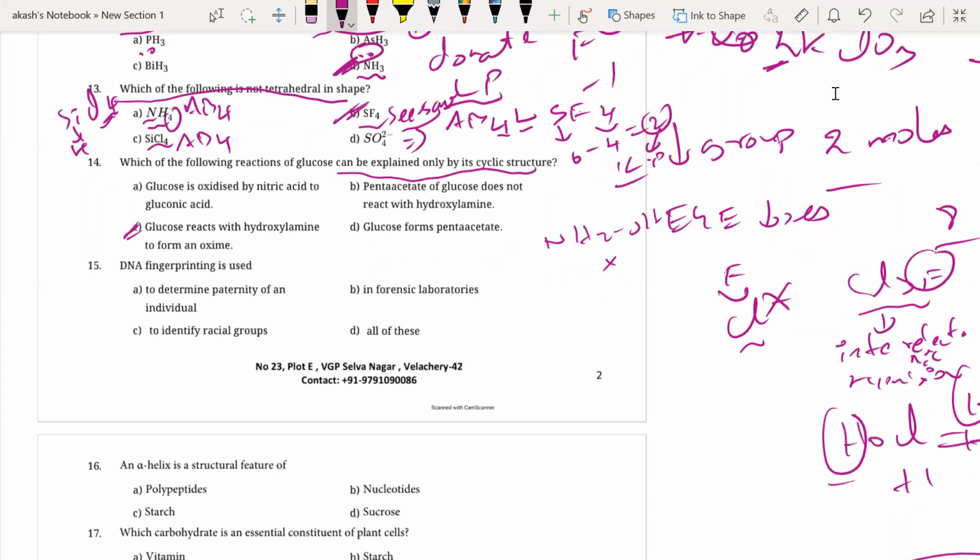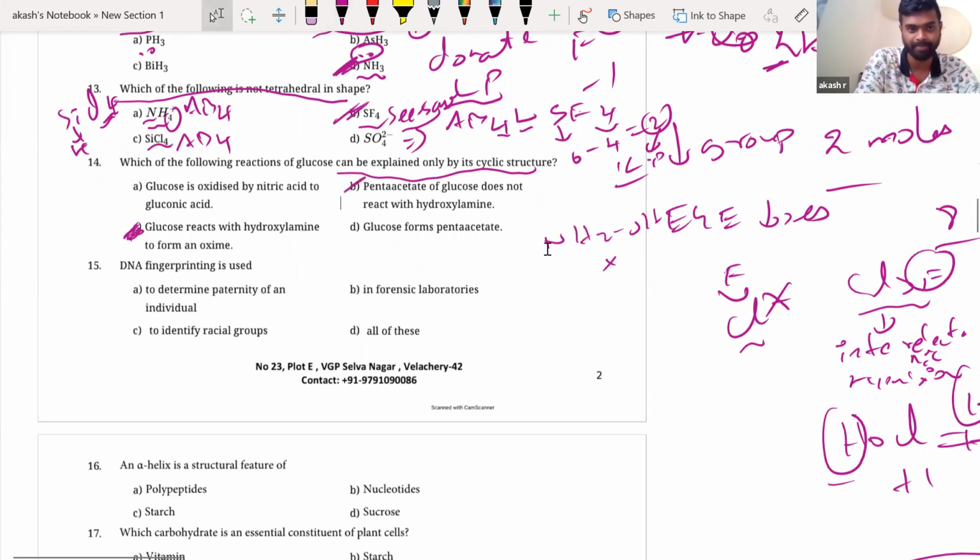Sir, pentacetate of glucose only, it will not react with hydroxylamine, no, sir. Glucose will react with hydroxylamine, no, sir. Oh, I am so sorry. Glucose will react. Yes, exactly. Pentacetate of glucose will not react with hydroxylamine. Absolutely, yes, that's the correct answer.